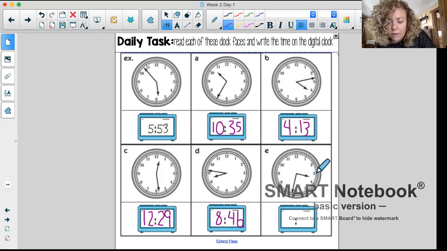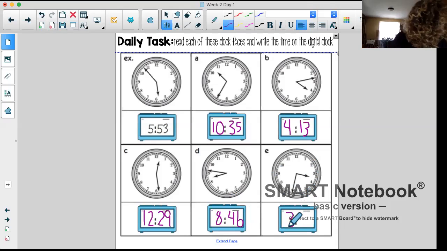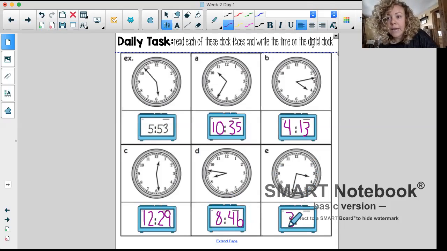All right, the hour hand is pointing at the 3. And let me look at my packet. Looks like it's 2 minutes after 30, so 32. This clock is showing 3:32. All right.